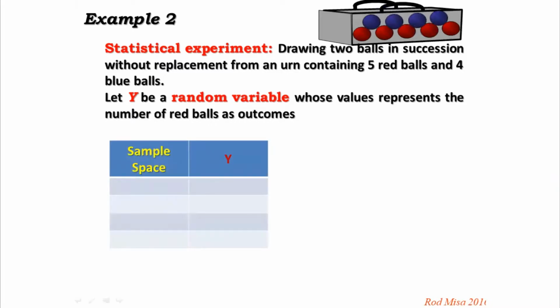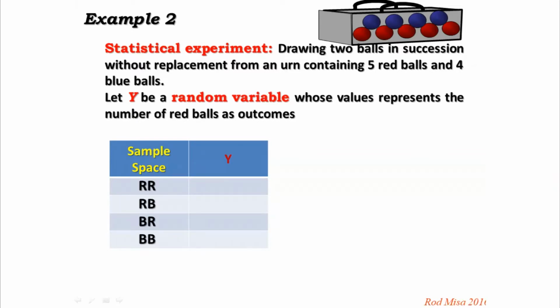So, listing all possible outcomes, we have both balls drawn in succession being red. Or you can have a red ball during the first draw and a blue ball during the second draw. Or you can have blue first and then a red ball in the second draw. Or maybe both of them are blue balls.